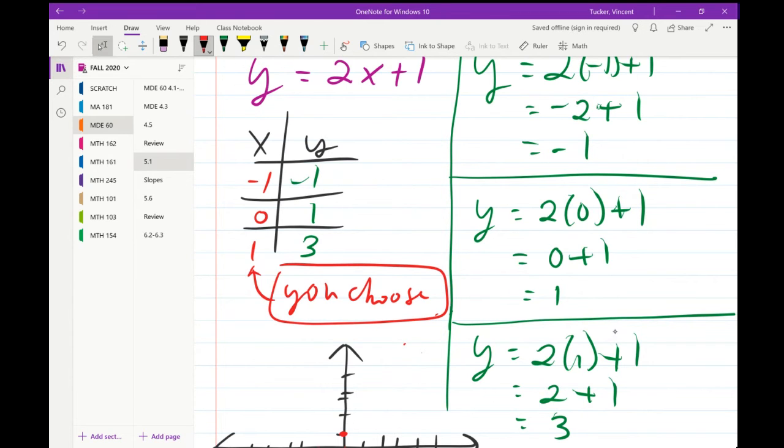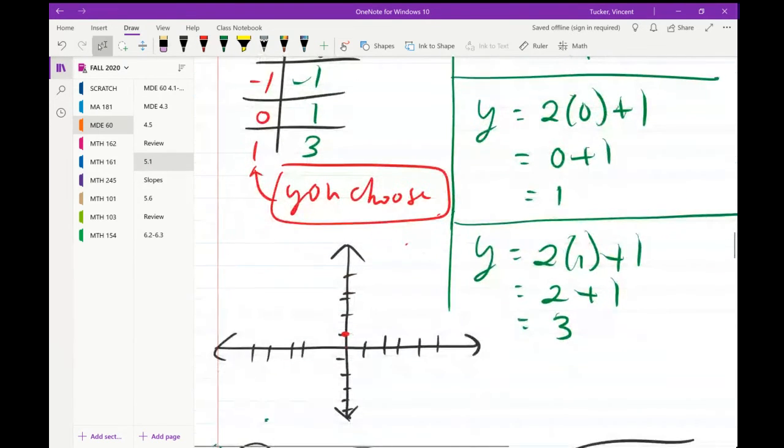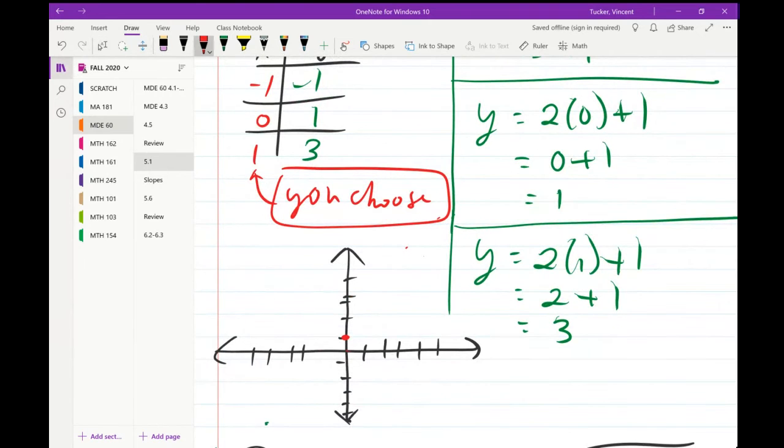All right. So now we can graph those 3 points. We have (-1, -1), (0, 1), and (1, 3). So go to your origin. Here's one of my lines. Go to the left 1, down 1. Go back to your origin. No move for x, but up 1. Then back to your origin. Go to the right 1, up 3. And this is our line.